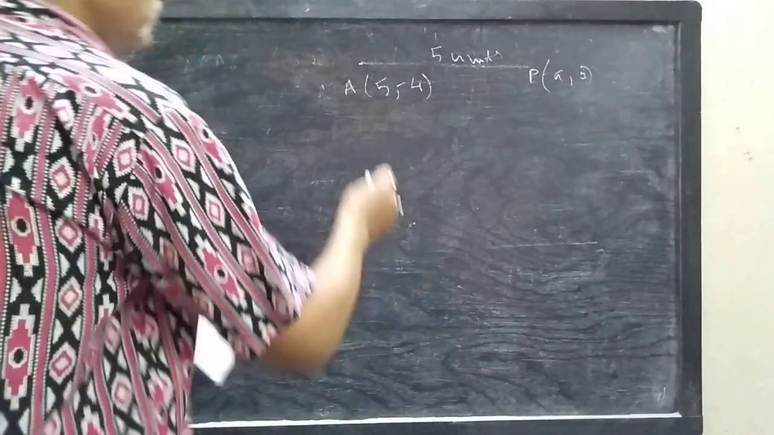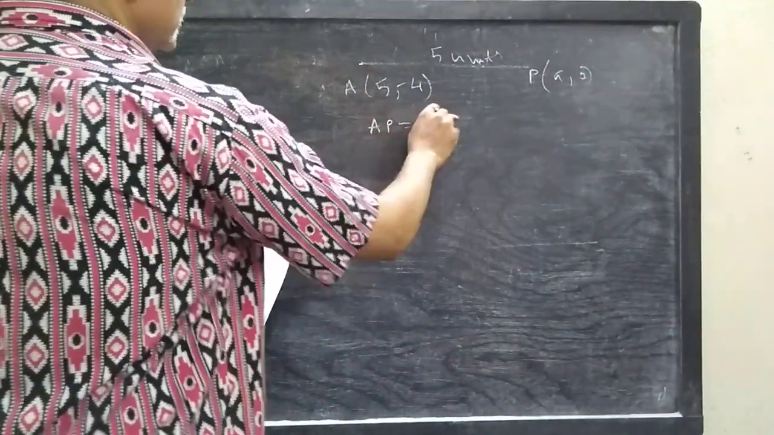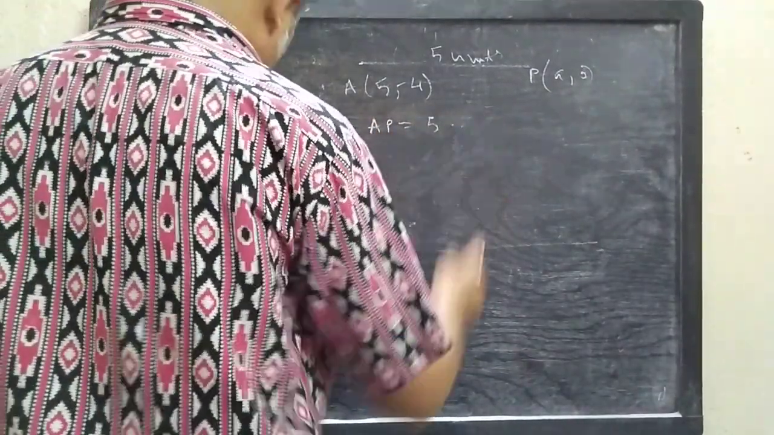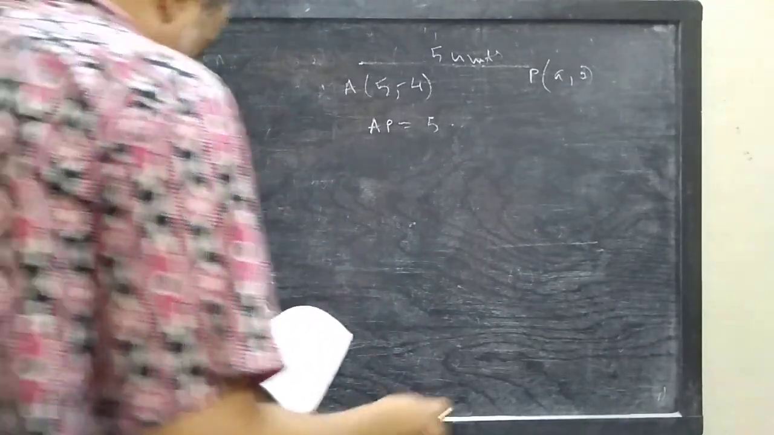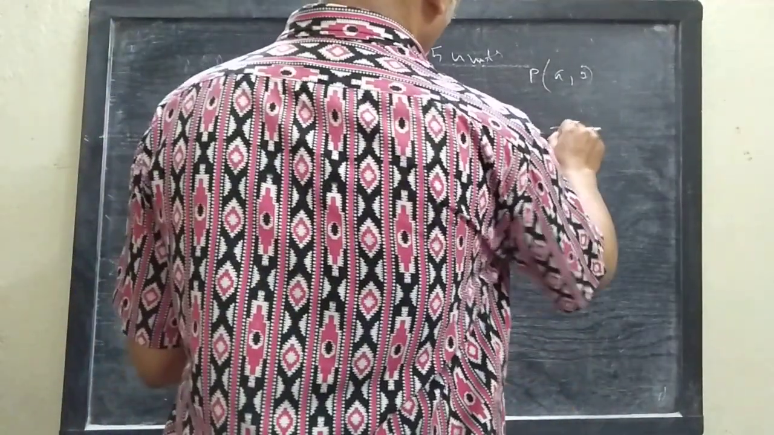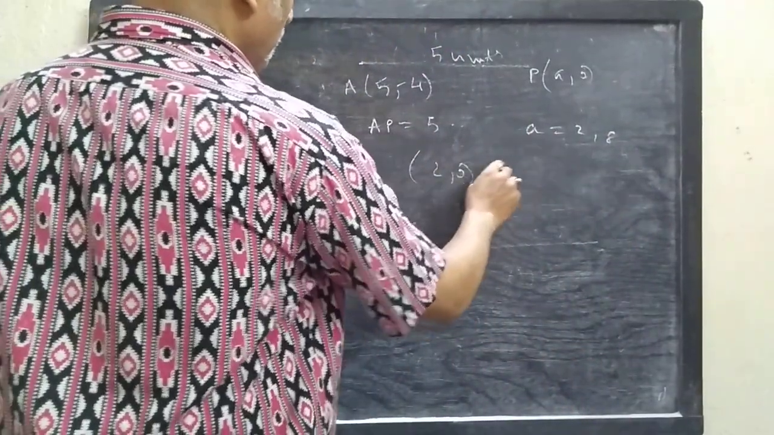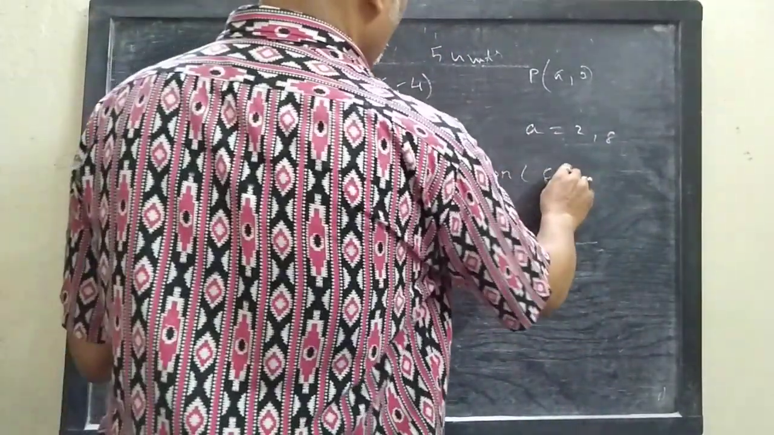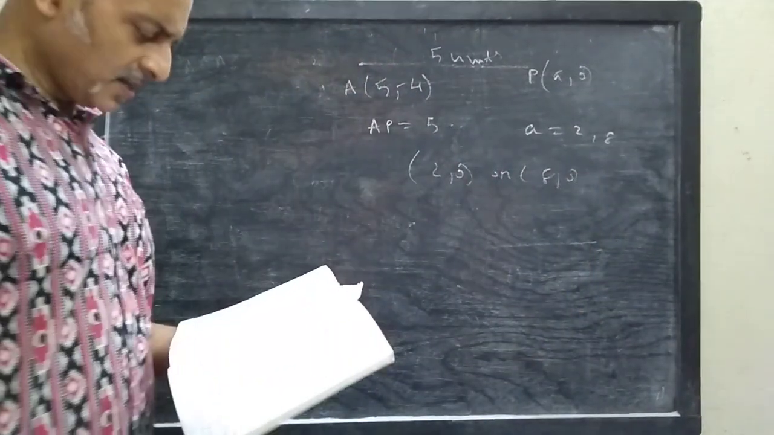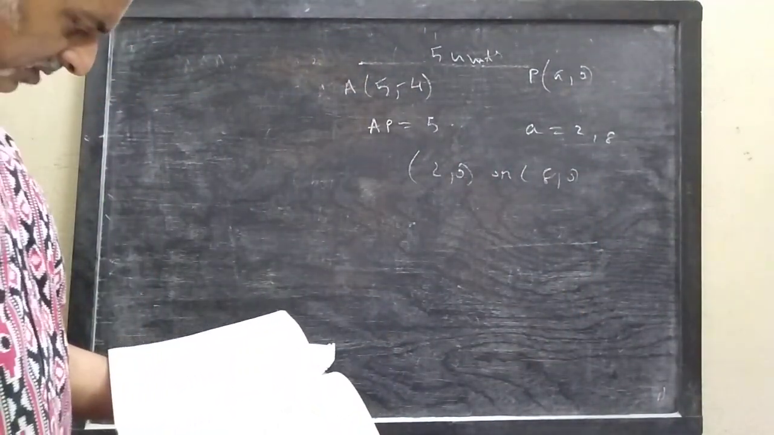So now you can solve. a equals to 5. After solving, you will get a equals to 2 or 8. So the required points will be 2 comma 0 or 8 comma 0. Do it as your homework. Simple problem.